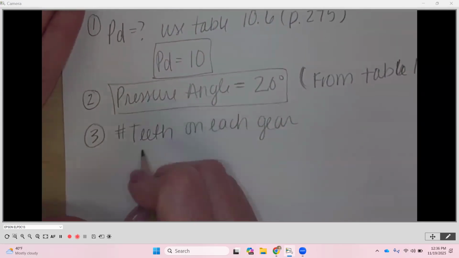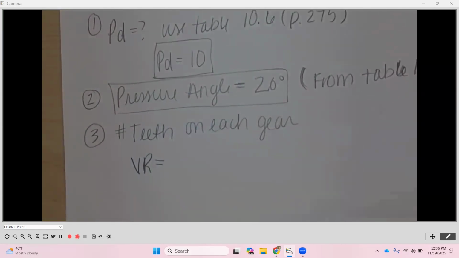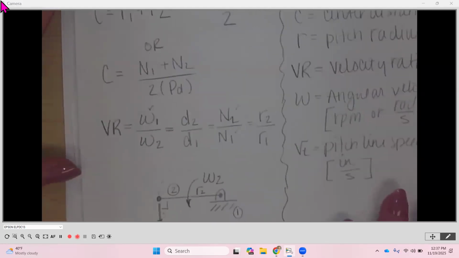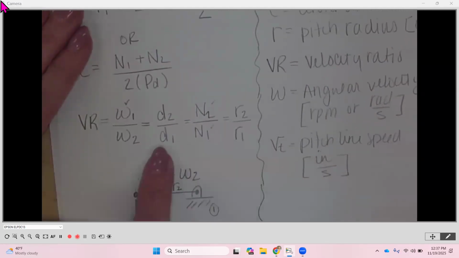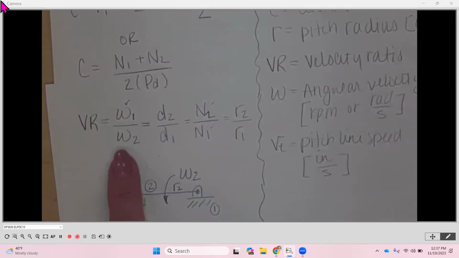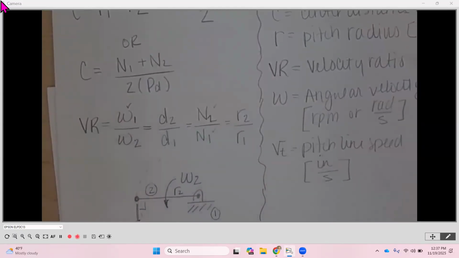So velocity ratio. Remember, I can calculate it using a couple different things. If you remember from our equation sheet, velocity ratio has a number of ways that we can calculate it. So the first one that we see listed here is the angular velocity between the pinion and the gear. We know what these are. Our input is 900 and our 320. So we can calculate it using that. If we knew any one of the other ones, we could do it.